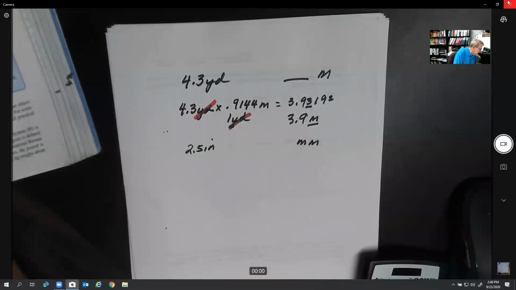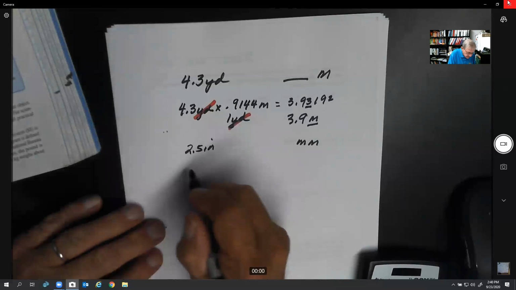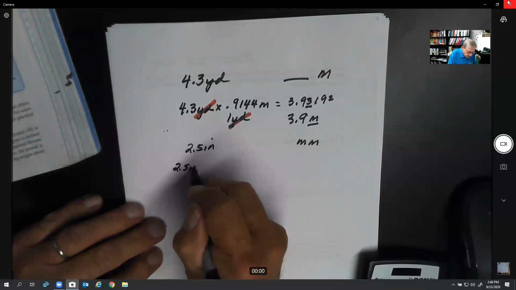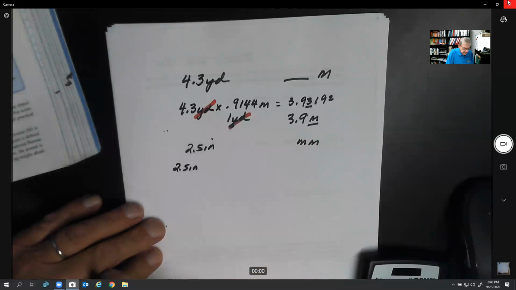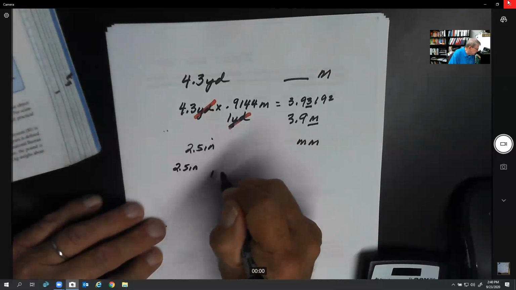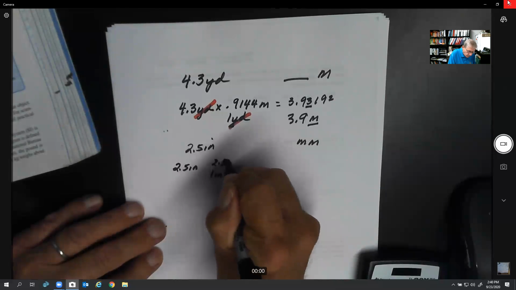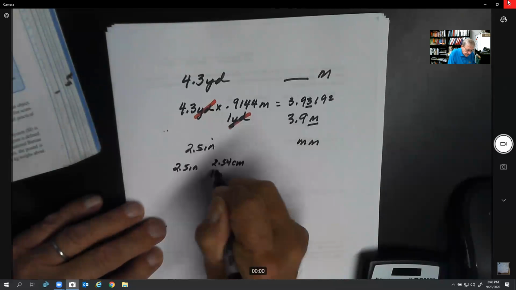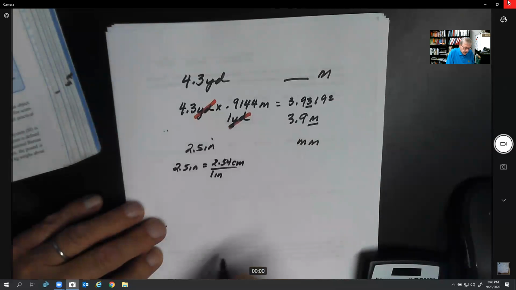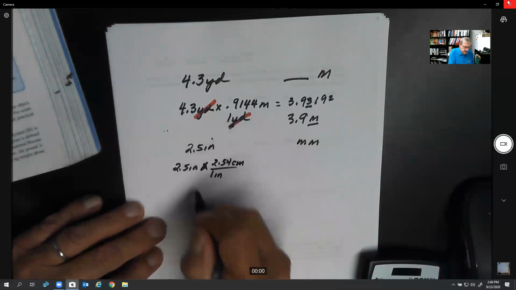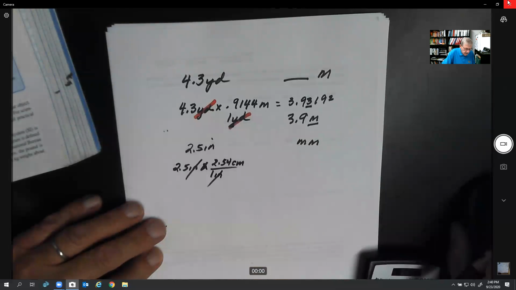All right. It says 1 inch equals 2.54 centimeters. So I'm going to have to change it to centimeters. 1 inch equals 2.54 centimeters. All right. This is going to be times. The inches are going to cancel.